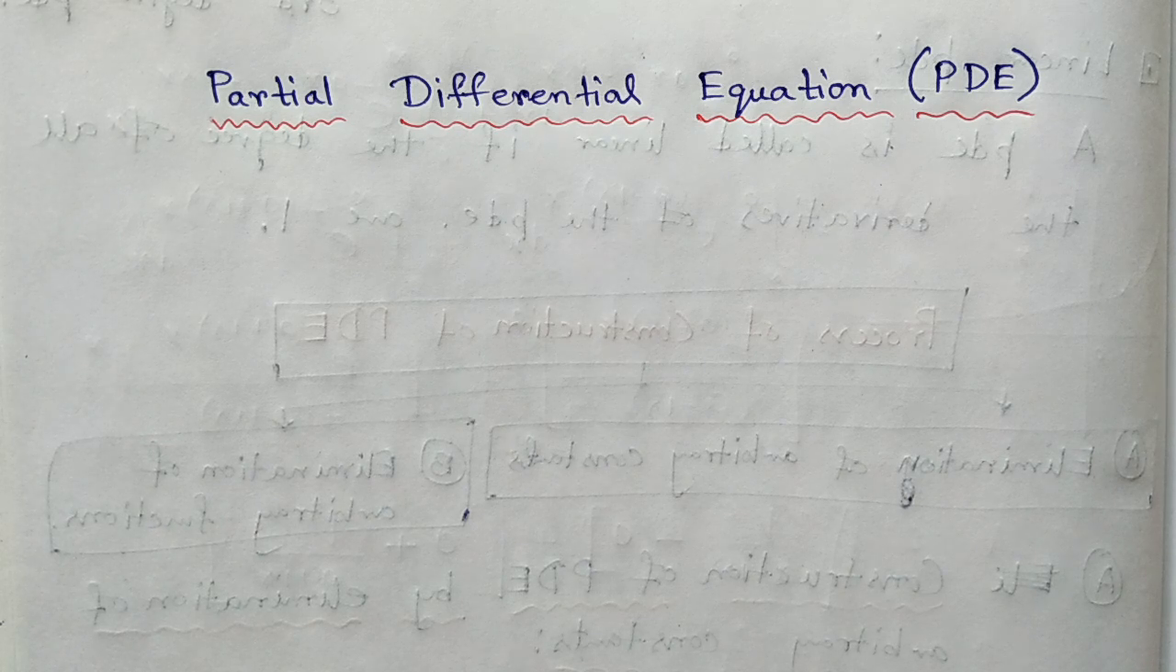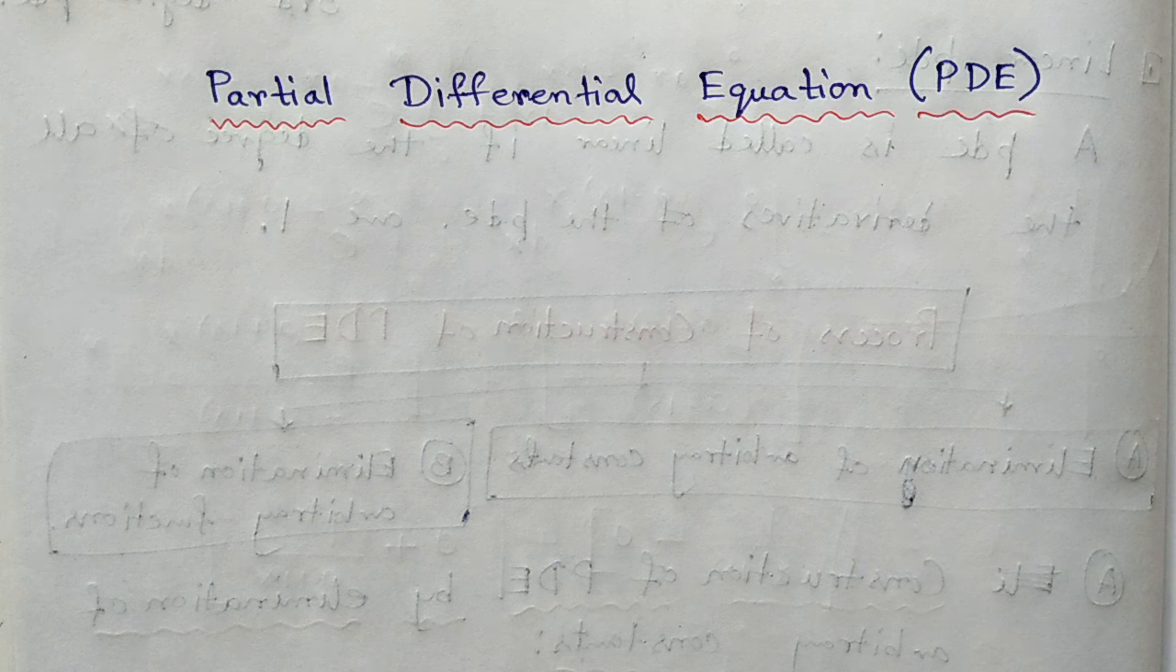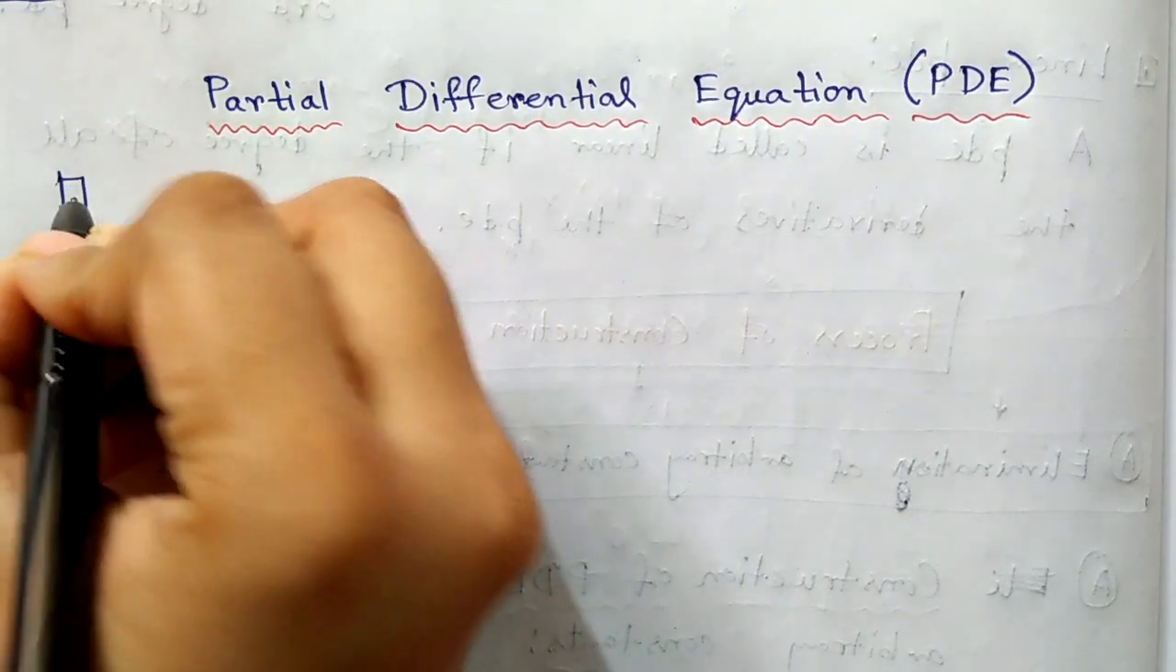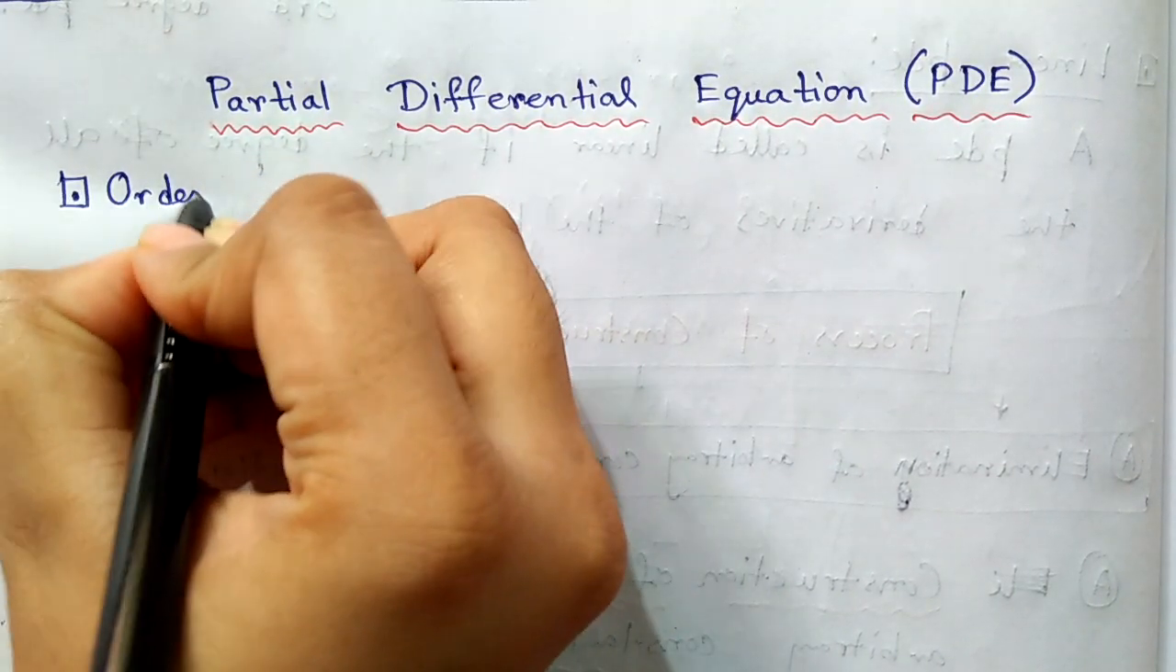PDEs can be used to describe a wide variety of phenomena such as sound, heat, diffusion, electrostatics, electrodynamics, fluid dynamics, elasticity, gravitation, and quantum mechanics. So at first we discuss two main points, that is order of PDE and degree of PDE. So first, order of PDE.